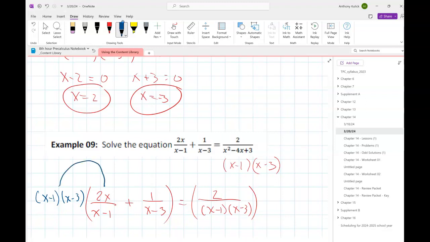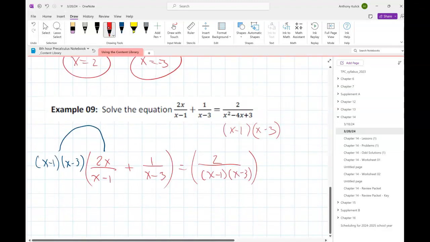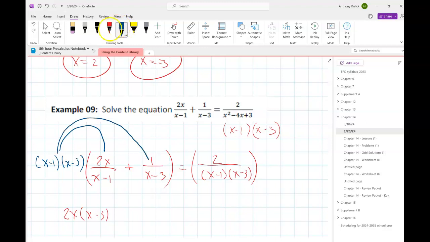When I distribute that to 2x over x minus 1, what do I get? 2x times x minus 3, right? Because the x minus 1's cancel. And then when I distribute it here, what do I get? 1 times x minus 1. Great. Or just x minus 1. Yes, absolutely. And when I distribute it here, I get just 2. So far, so good?